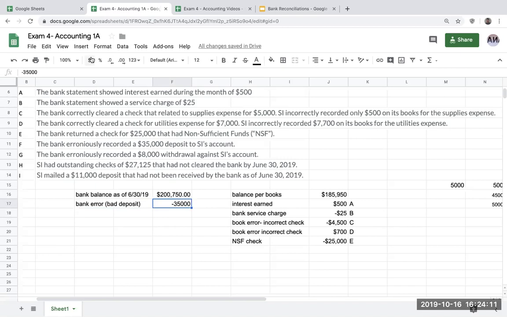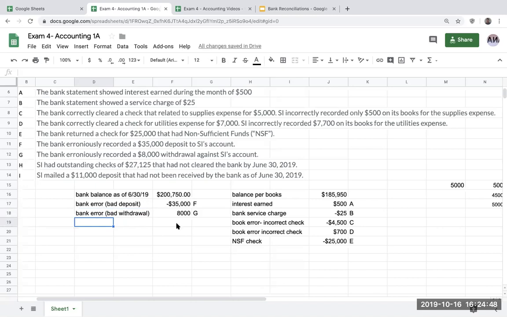All right. So my next one here is the bank erroneously reported an $8,000 withdrawal against my account. So if they deducted $8,000 that they should not have, what do I need to do? Get that money back. Yep, so I'm going to have to put in 8,000 here. This 35,000 is letter F, and this is letter G. Okay, does that make sense?